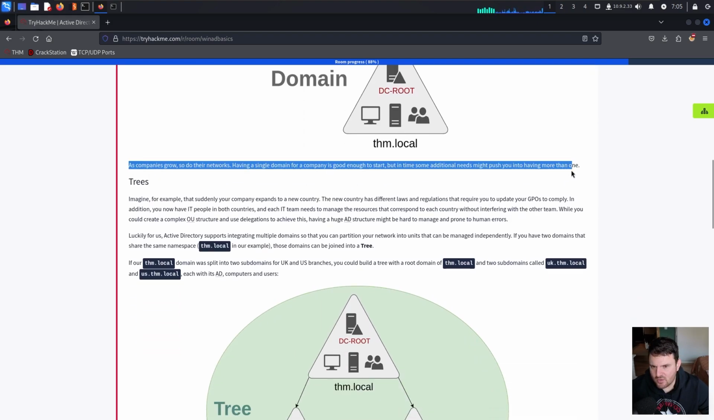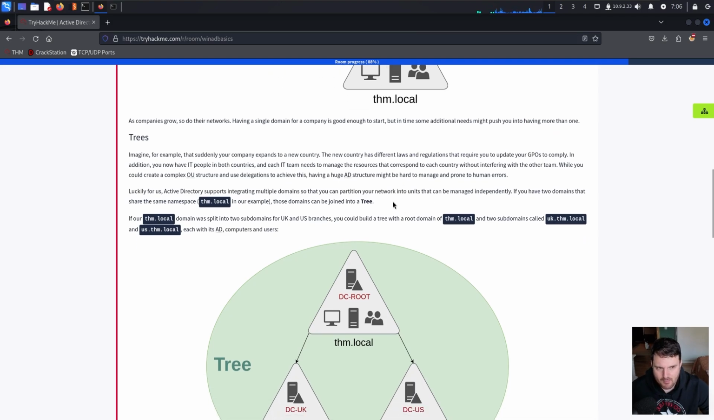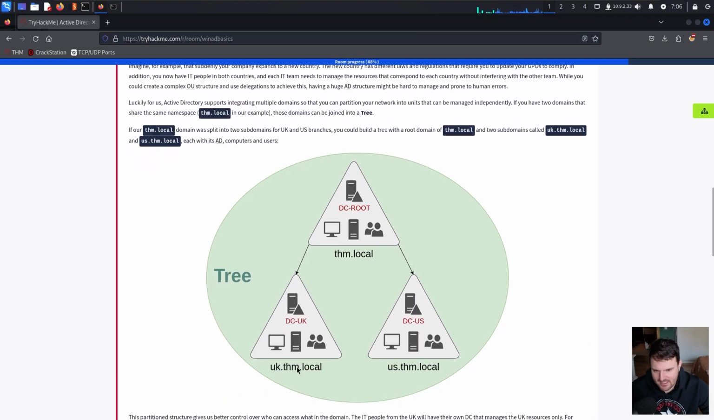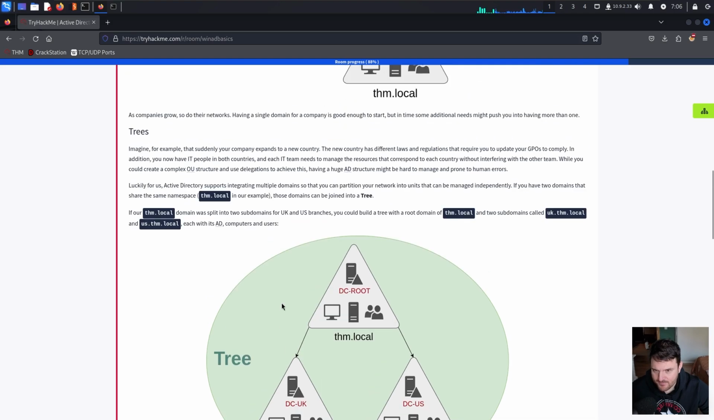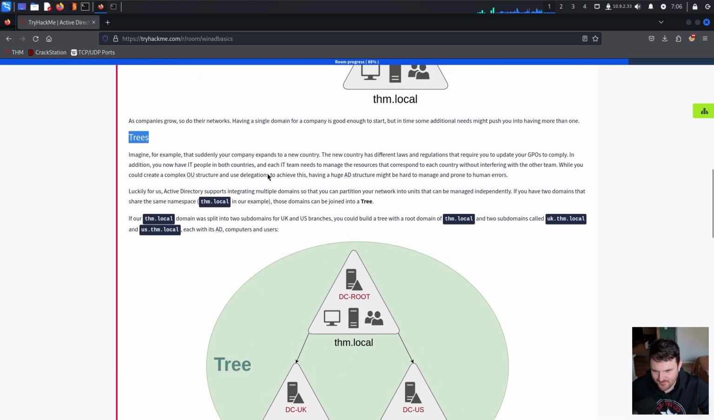As companies grow, so do their networks. Having a single domain for a company is good enough to start, but in time, some additional needs might push you into having more than one. And here we have 3 domains. Trees. We have trees. Imagine, for example, that suddenly your company expands to a new country.